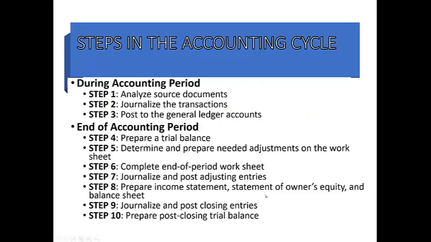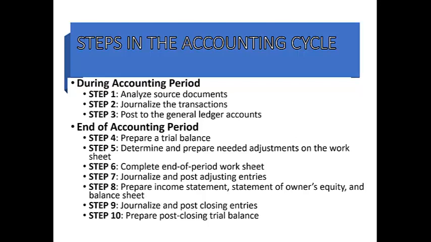Now we'll review the steps in the accounting cycle since we've finally gotten to the end of it. Remember, we start with analyzing the source documents, and we journalize transactions and then post them over to the general ledger. At the end of the accounting period, we're going to prepare a trial balance to make sure debits equal credits, and we're going to look at some of those balances to determine which ones need to be adjusted. And we're going to enter those adjustments in the adjustment column of the worksheet.